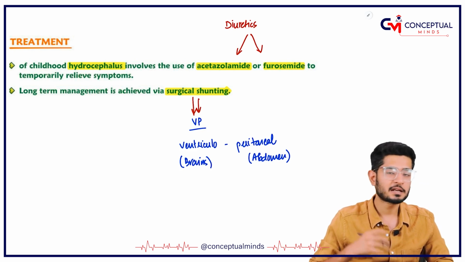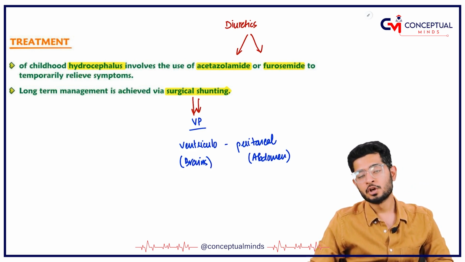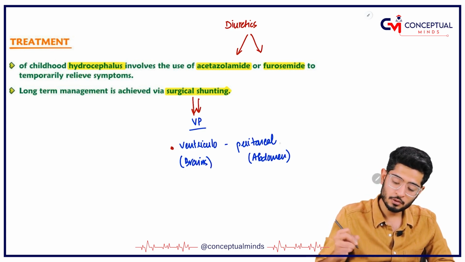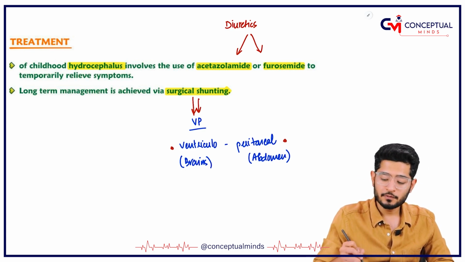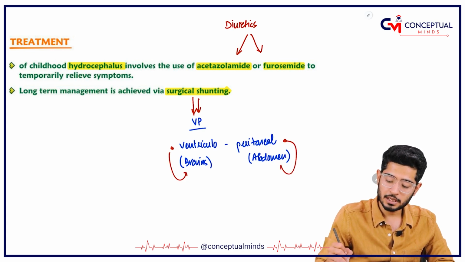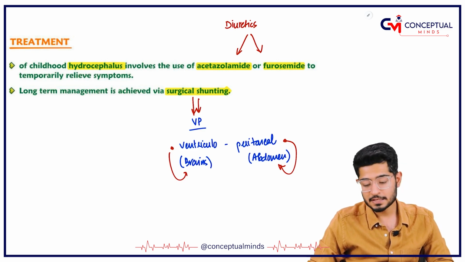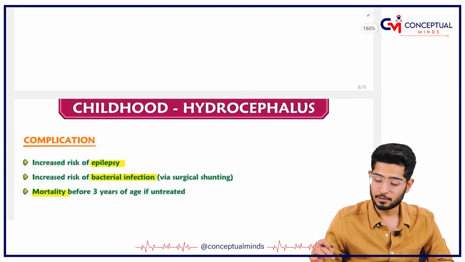Now shunting means connecting one part with another. So what you do, you create a VP shunt. Now what is VP shunt? V is ventricular, P is peritoneal. So from the ventricles of the brain, we are going to create a pathway to the peritoneum of the abdomen, so that excessive fluid which is entrapped in the ventricles can easily pass into the abdomen.